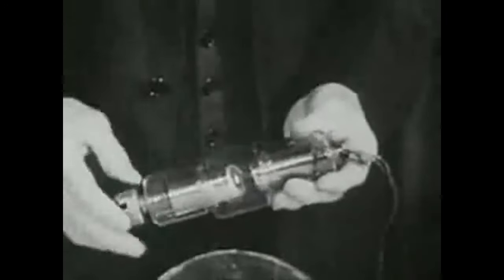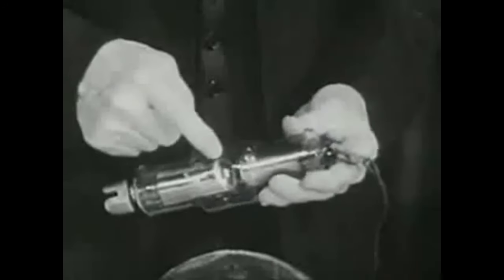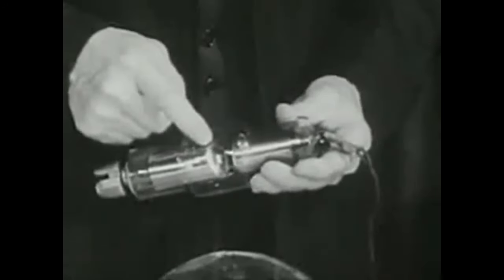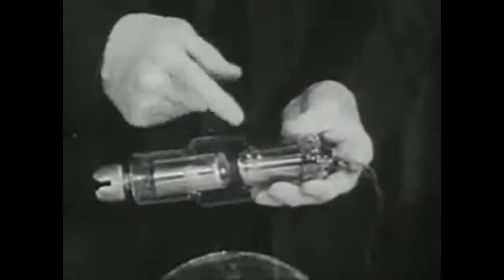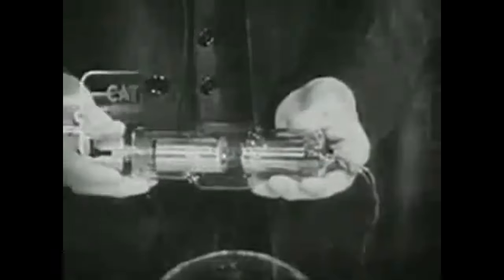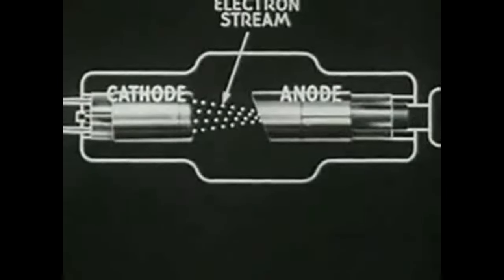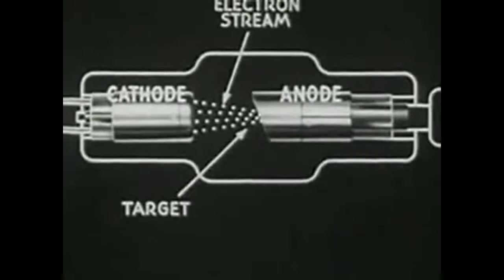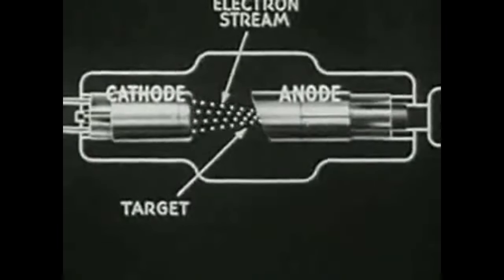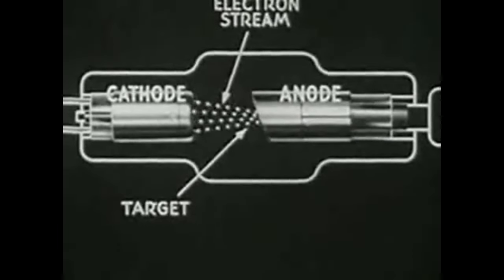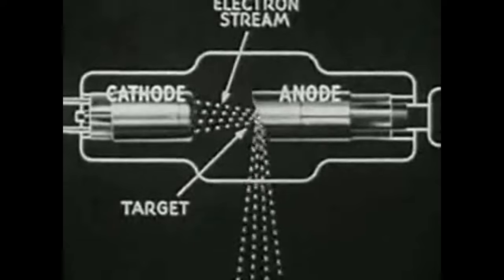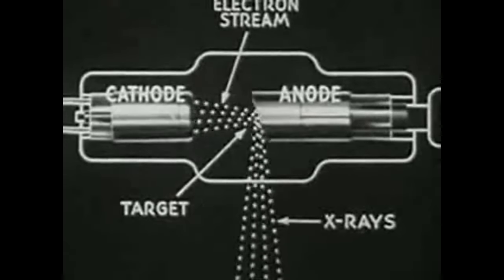The electron stream is focused to a very small spot on the target by the cup-shaped cathode structure. It seems that the electron stream striking the target at terrific velocity is stopped so violently that the electromagnetic radiation known as X-rays is produced.